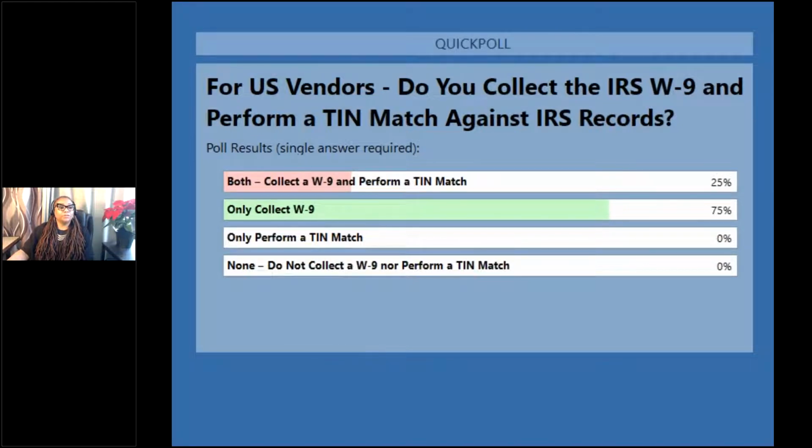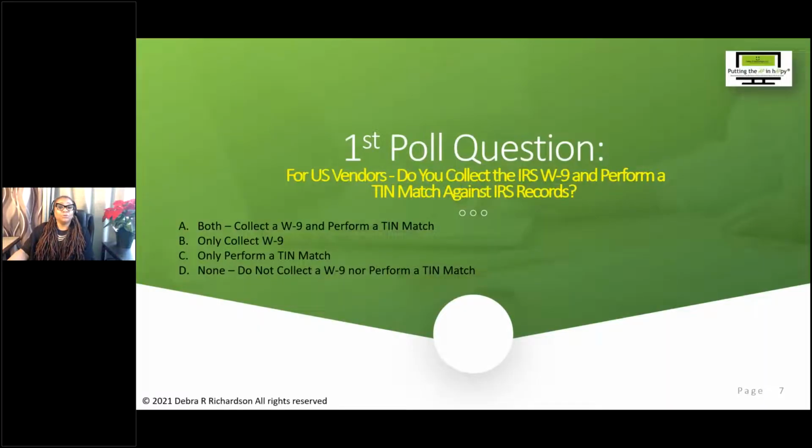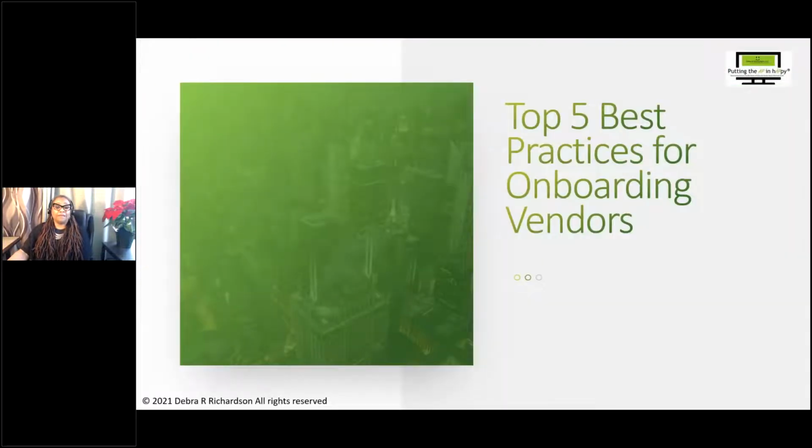Wow, so it looks like we have 25% that both collect a W-9 and perform that TIN match. That's great. 75% only collect the W-9, so you're not doing that TIN match. All right, so that's a perfect segue into the top 5 best practices for onboarding vendors.